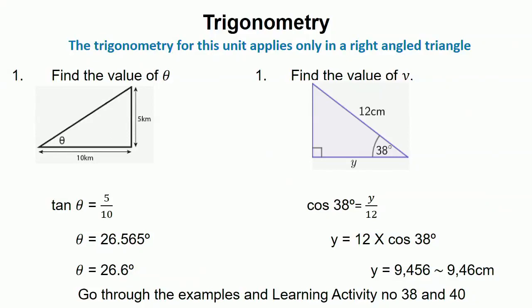Now, if I cross multiply, or I just multiply both sides with 12, that's actually what cross multiplying is. I times with 12, on the right it's gone. So y equals 12 times cos 38. Key it in on your calculator and you get 9.456, which you can round off to 9.46 if it's 2 decimal places. I rounded off the two different ones to the two different decimal places.